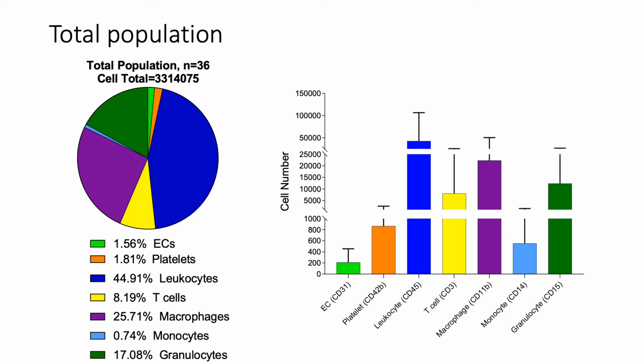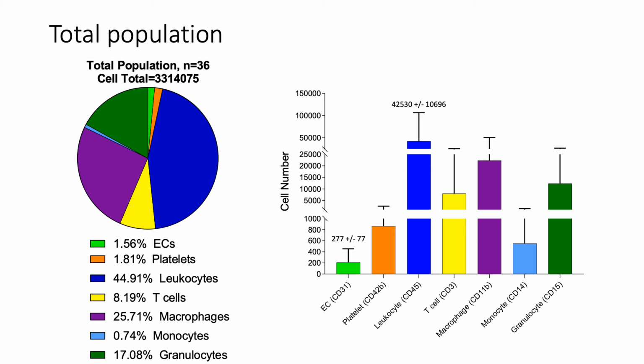There is also an alternative representation of the same data in the histogram on the right. The histogram shows the average number of each cell per sample. Note, there are approximately 200 endothelial cells and 40,000 leukocytes per patient.